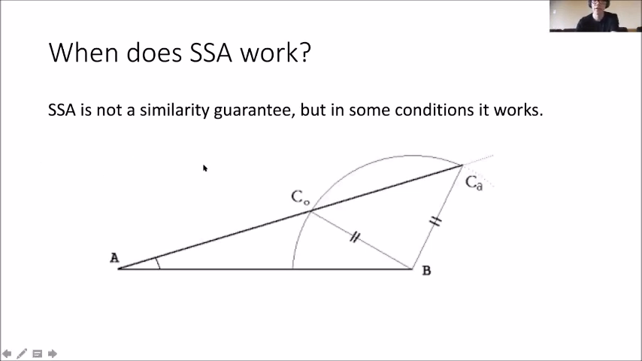So what ways are there for this to work? Well, the first possibility is to make sure that there's only one possible value for C on this line. And the only way for that to work is if C is the foot of an altitude. Then the circle just becomes tangent to this line, and there's only one possibility for C. So this first possibility is the altitude, or a right triangle. So if you have a right triangle, you can use SSA.